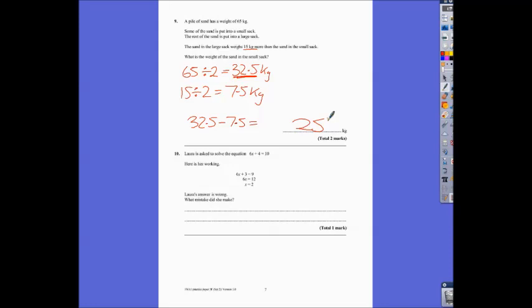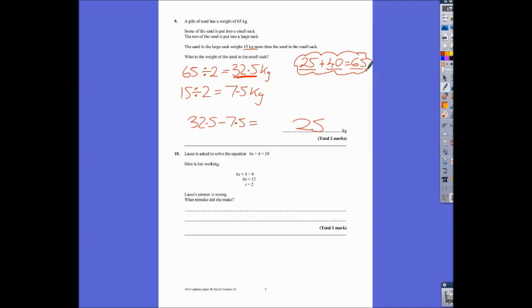Again, we could just check that. Add 15 to that, we get 40, and 25 add 40 equals the 65 that we're after. So the smaller bag would be 25, the bigger bag would be 40, and that will give us the 65 that we're after. Question 10.